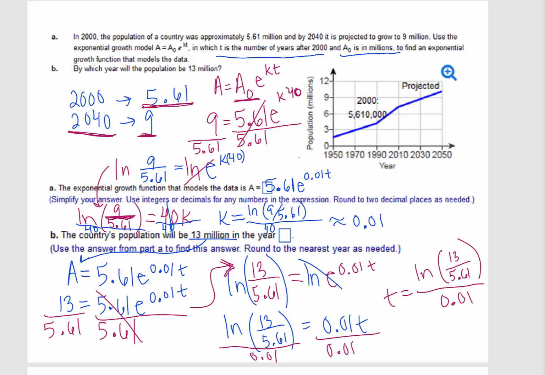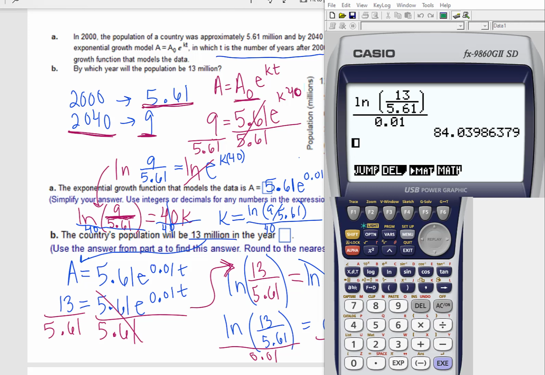Let's plug that in the calculator. Okay, I get 84.0398, keeps going. Remember, this is a year we're talking about, and they do tell us to round to the nearest year. So 2084, because X is years after 2000.